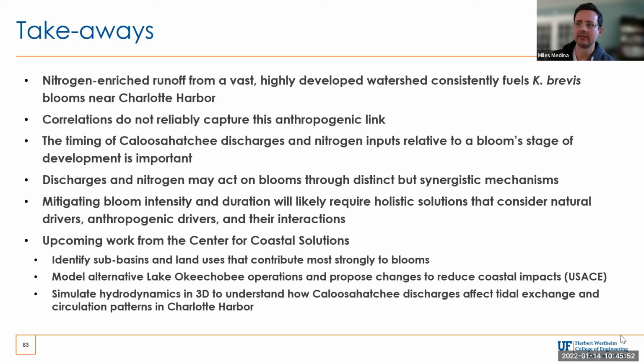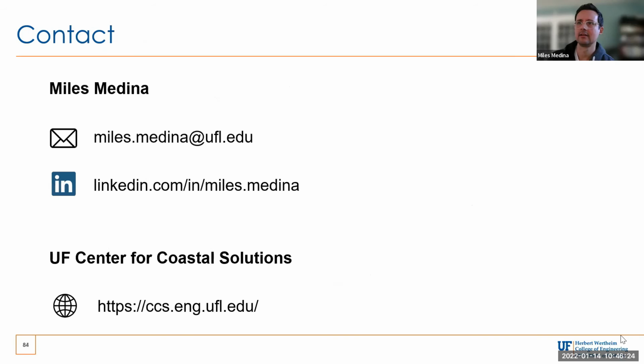Finally, ongoing work at the Center for Coastal Solutions includes identifying subbasins and land uses that contribute the most strongly to blooms, modeling alternative Lake Okeechobee operations, and proposing changes to reduce impacts on the coast from discharges. And finally, simulating hydrodynamics around Charlotte Harbor in 3 dimensions to understand how Caloosahatchee discharges affect tidal exchange and circulation patterns in Charlotte Harbor. All right, next slide.